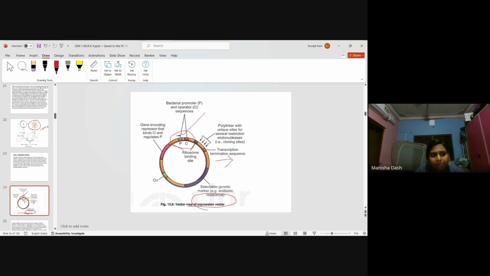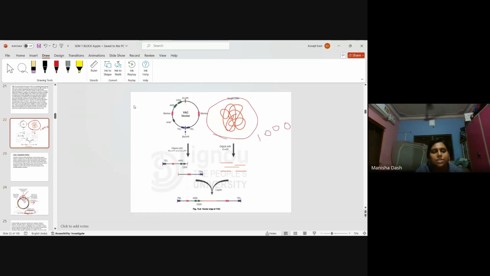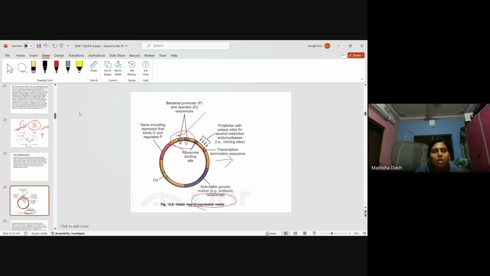For example, if we are inserting an insulin gene here, the cloning vectors will simply carry the insulin gene inside the E. coli bacteria and keep increasing the copy number of the gene. Maybe the vector is creating 1,000 copies of itself, so now the E. coli has 1,000 copies of the insulin gene, but the cloning vector will not express the insulin protein. But if you insert the gene in an expression vector, when the copy number increases, at the same time the insulin protein will be synthesized inside the host cell. That is the utility of the expression vector.